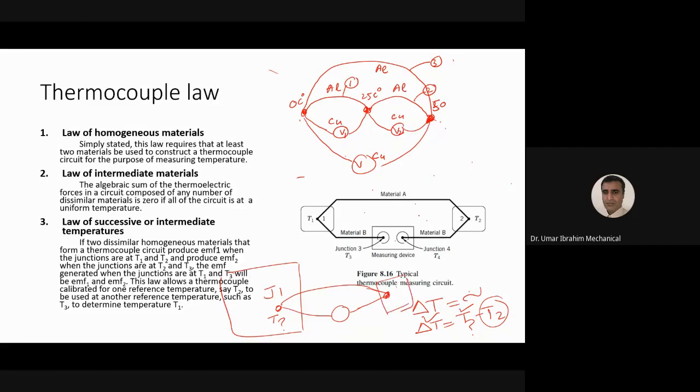We call it TR. And we can find this reference junction temperature either through another temperature measurement device, or we can put this reference junction at a known temperature and then measure the unknown temperature value.